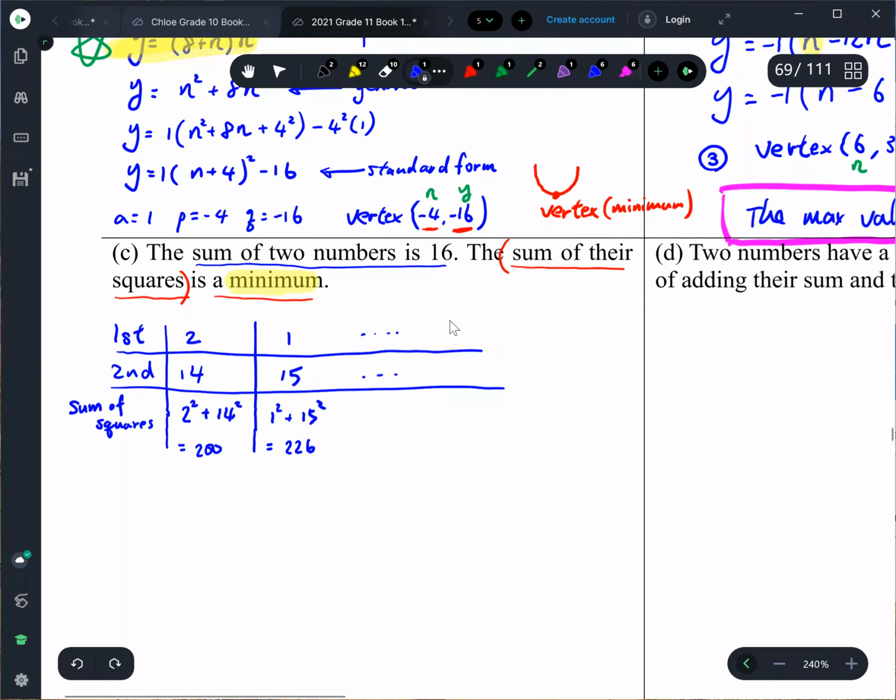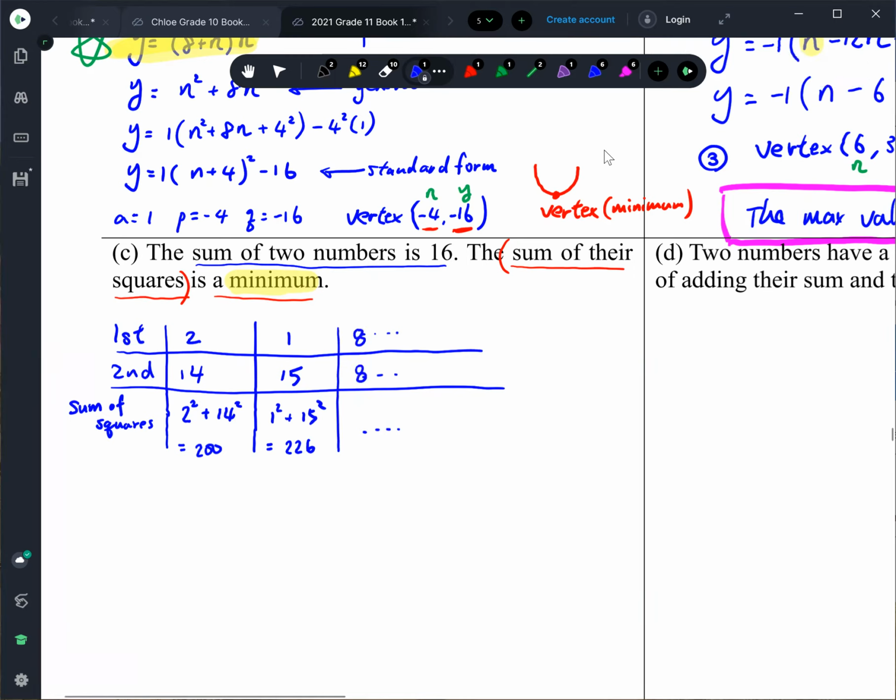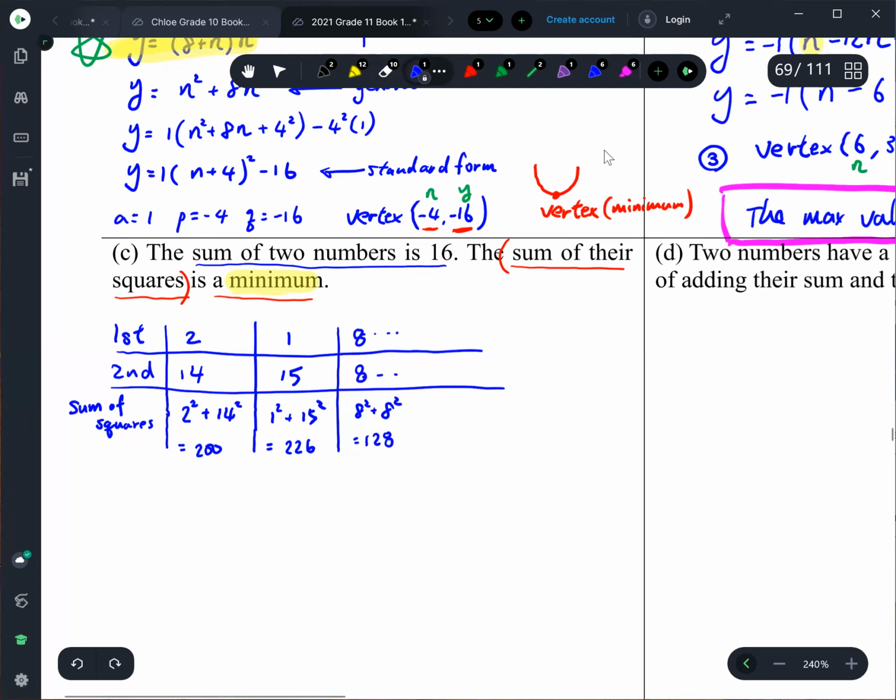So of course we can keep on guessing and checking until we make it even smaller and smaller. Kat has an example. She said it's 8. You want to use 8? Let's write down 8. 8 and 8, that makes 16. And then we have 8 squared plus 8 squared. That will give you 128. Okay, so that one beats the first pair.